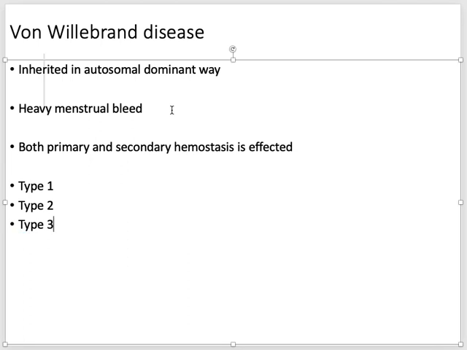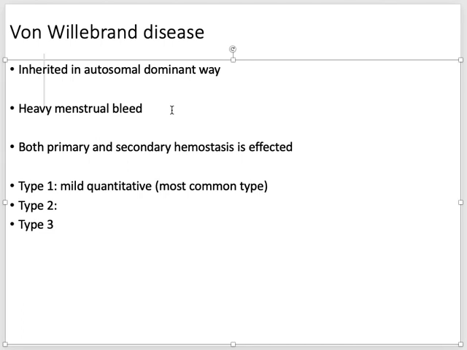In type 1, there is a mild disease, where the quantity is decreased. This is the most common type. Most people who have von Willebrand disease have this type. So it's quantitative, a small amount of von Willebrand factor is deficient.